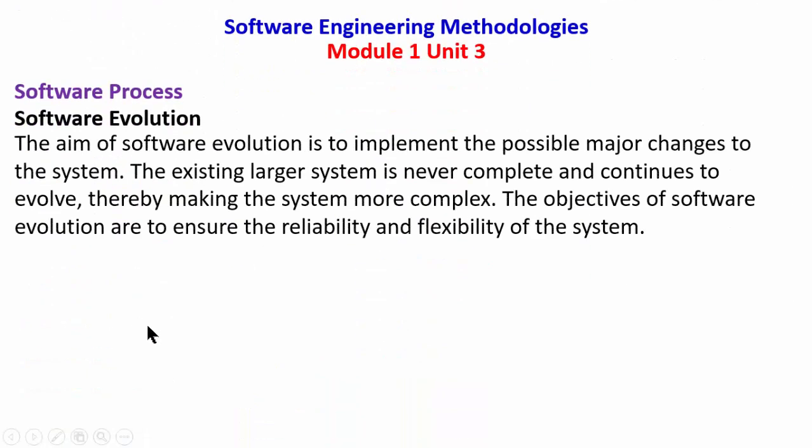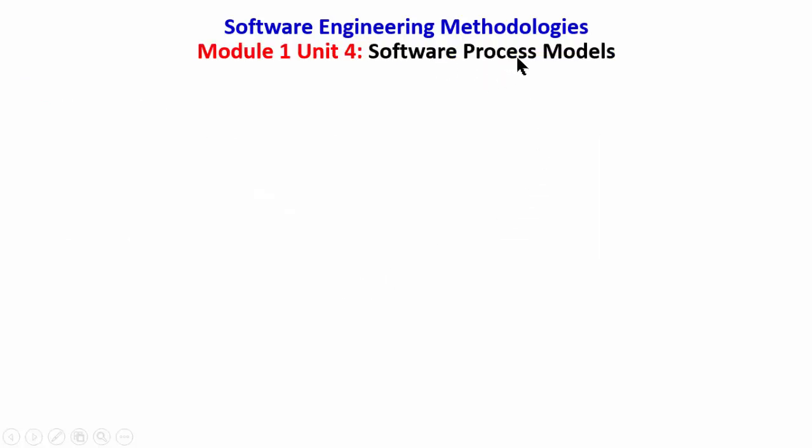Software evolution. The aim of software evolution is to implement the possible major changes to the system. The existing larger system is never complete and continues to evolve, thereby making the system more complex. The objectives of software evolution are to ensure the reliability and flexibility of the system. So this is the end of this unit. We then go to the next unit, which is software process models.